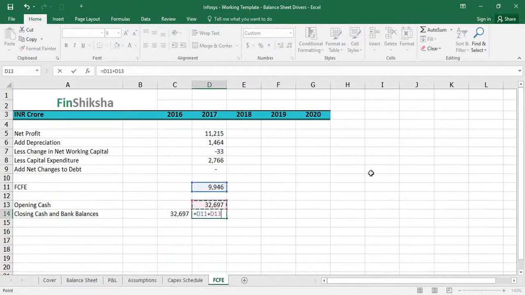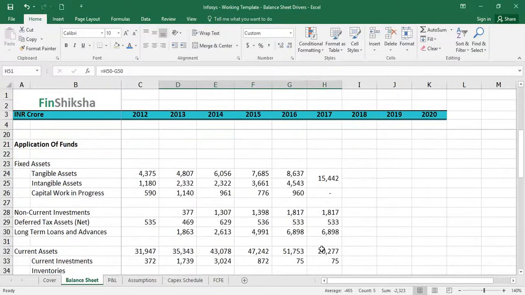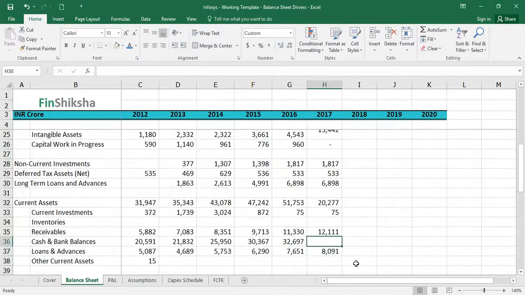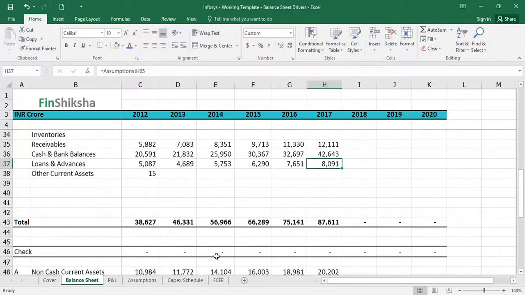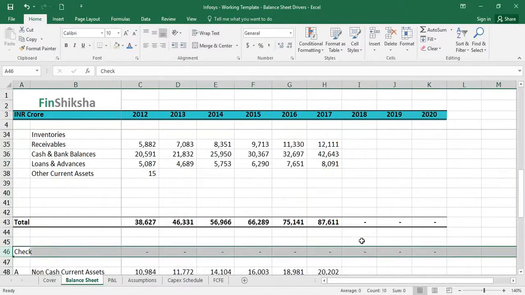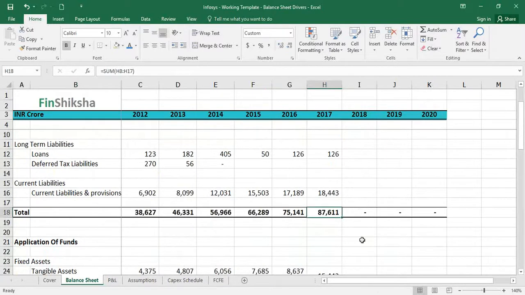Year ending cash flow is the sum of these two. That gives us the total ending cash balances for the company. And if we have done everything correctly, then this number once plugged into the balance sheet should mean that the balance sheet balances. So I go to the balance sheet, I look at the cash number, cash and bank balances. We link into the final ending cash and bank balances. And let's see, we have this row called check. It matches. Total assets 87,611, total liabilities 87,611.